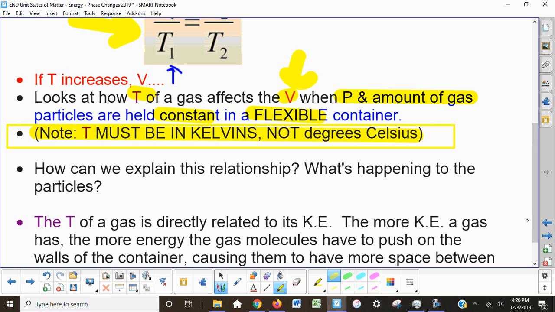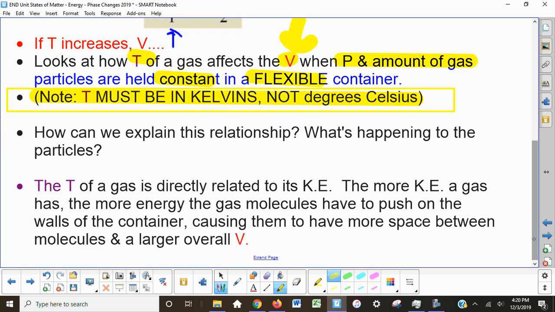Relationship, what's happening to the particles. The easiest way to do this is just to think, remember, temperature is related to kinetic energy. If particles have more kinetic energy, that means they're moving faster. They would also have more force to push on the walls of the container.